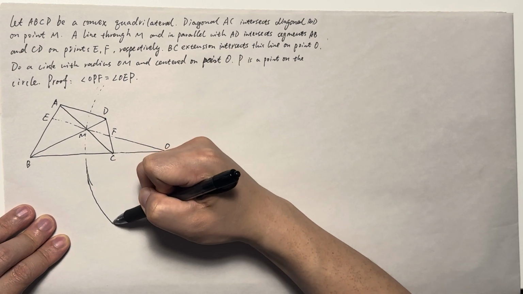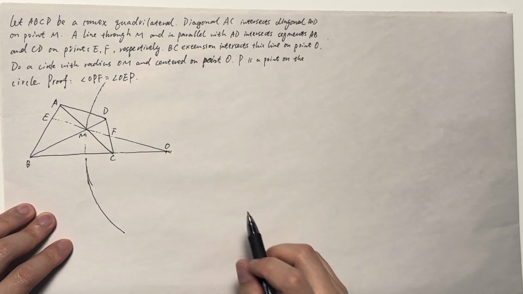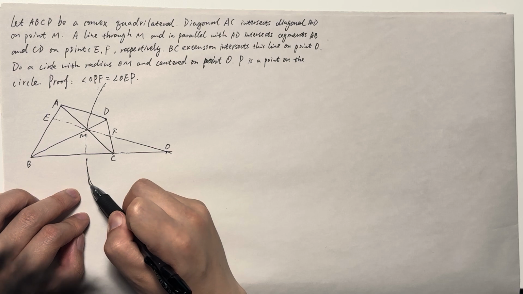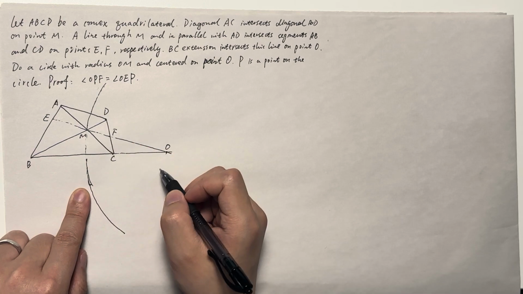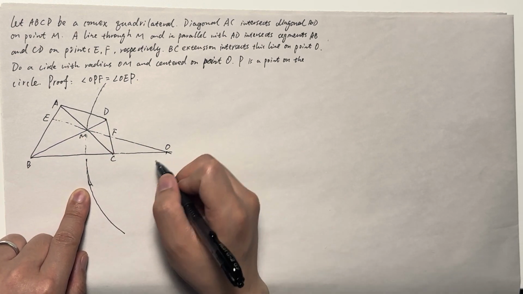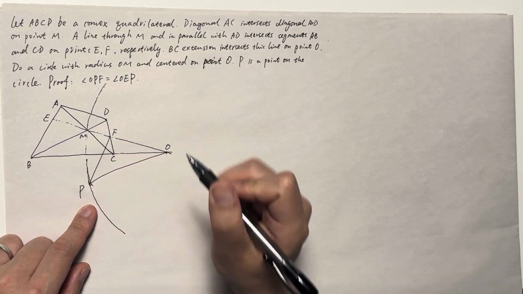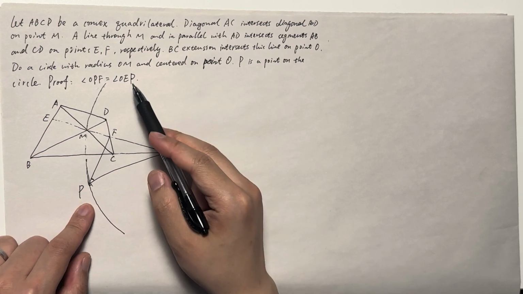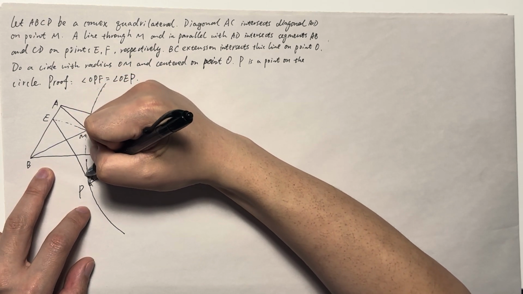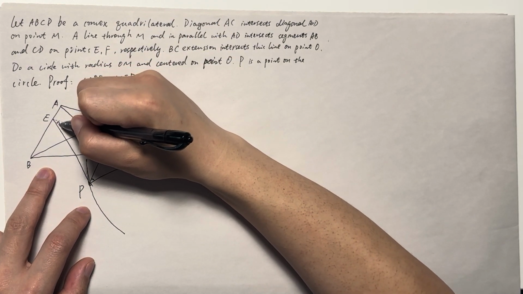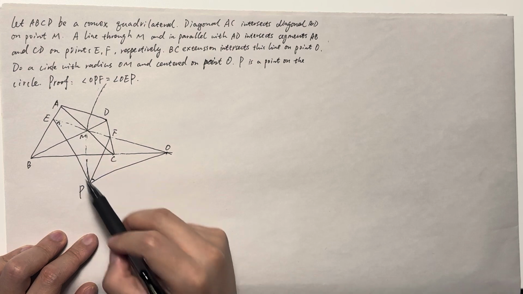It looks like this, right? So let this be the circle. P is on this circle, and prove angle OPF, this angle, equals angle OEP. So this is P. OPF equals OEP. Right? We want to prove OPF equals OEP.